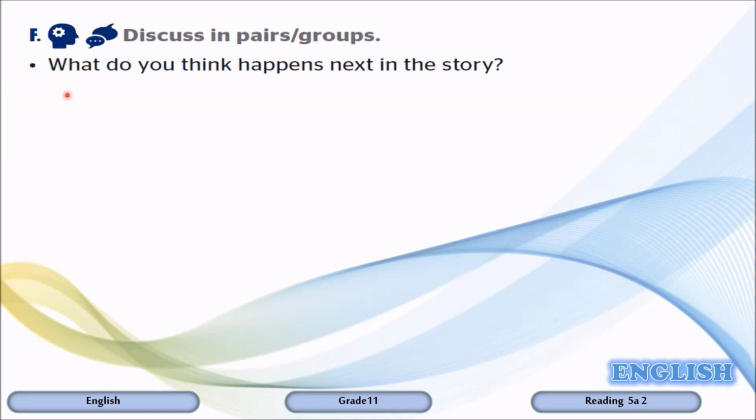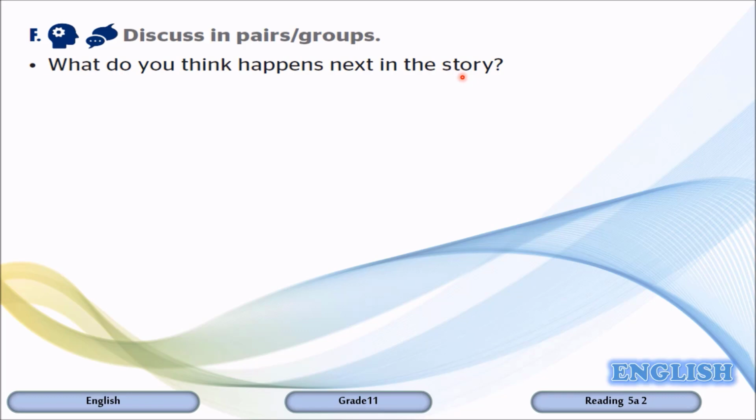Let's do the last activity of today's lesson and let's discuss this question together. What do you think happens next in the story? Has the writer revealed the ending of the story? No, he hasn't. Excellent. And what do we call this? We call this a cliffhanger. So he left it as a cliffhanger. The writer left the ending to the reader to expect what will happen next. And we call this a cliffhanger.